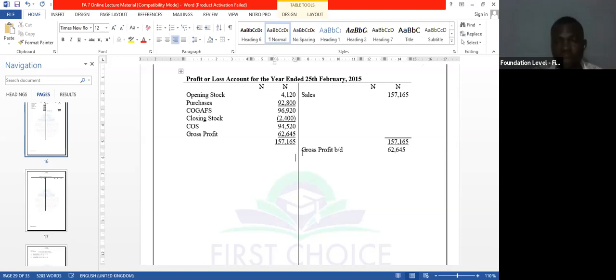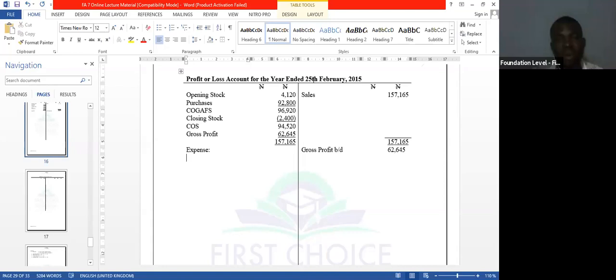So after that, what are the expenses? I need to reduce my expenses from my gross profit so that I can get my net profit. What are the expenses that I have? In order for me to be on the safer side, I can start with my additional information. What are the adjustments I've made on my information? I'll start from there.